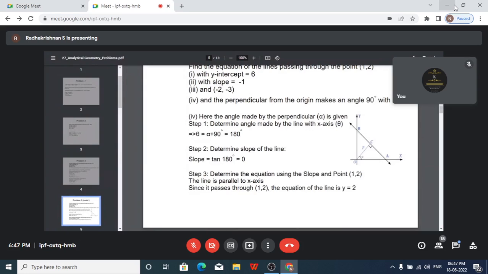So what is the significance of theta? This tan theta is our slope. Slope is the tan of the angle made by the line with the x-axis. That is what we call theta. Tan theta will be the slope.